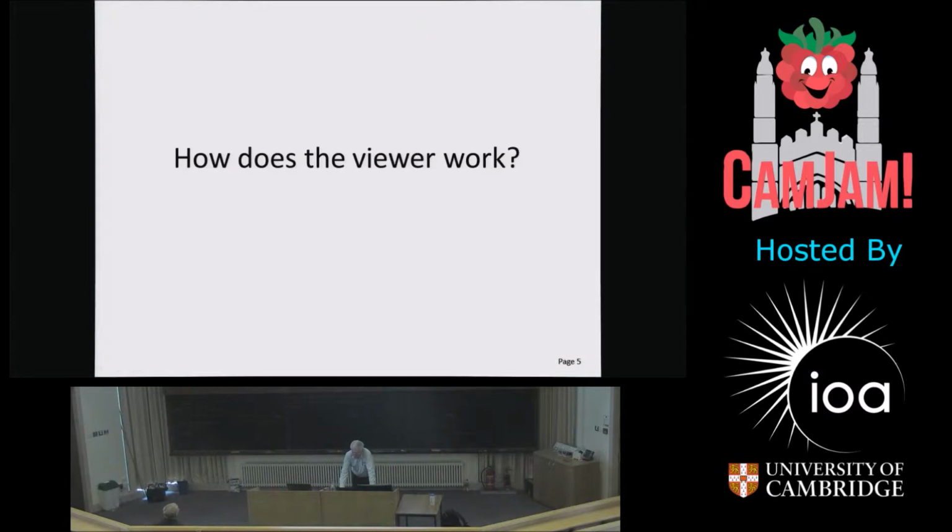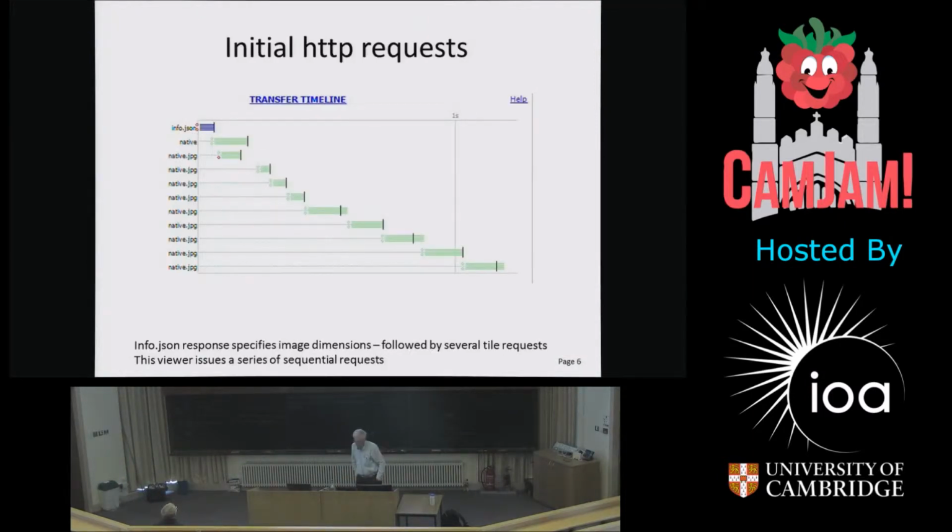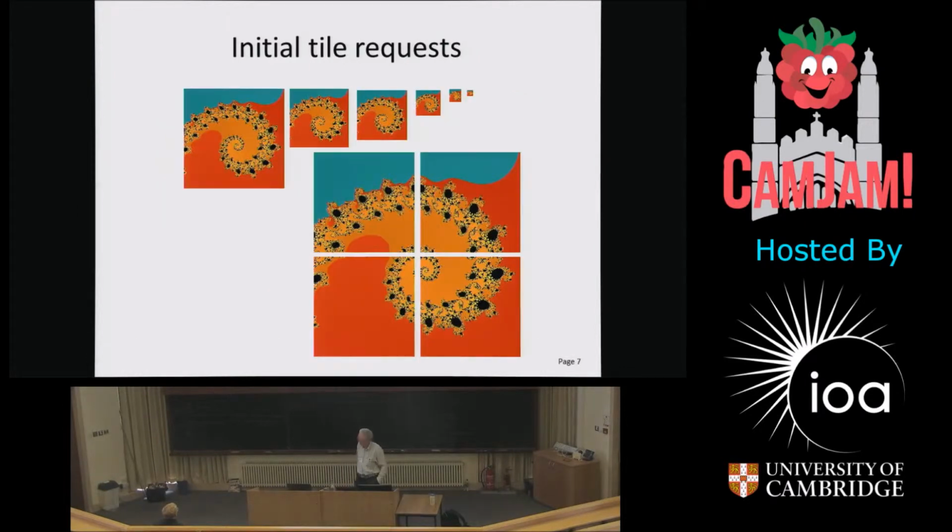So the viewer works as follows. Here is a timeline plot of the HTTP requests that the viewer is making back to the server. First of all, the top line is a file called info.json, essentially an XML file that tells the viewer what the image dimensions are. And then the viewer works out what it would like to ask the server for. And you'll see largely a sequence of image requests to a server, which then calculates them on the fly. There are 6 progressive requests for images which are of the complete image, and then a series of 4 which are for parts of the image but at a higher resolution.